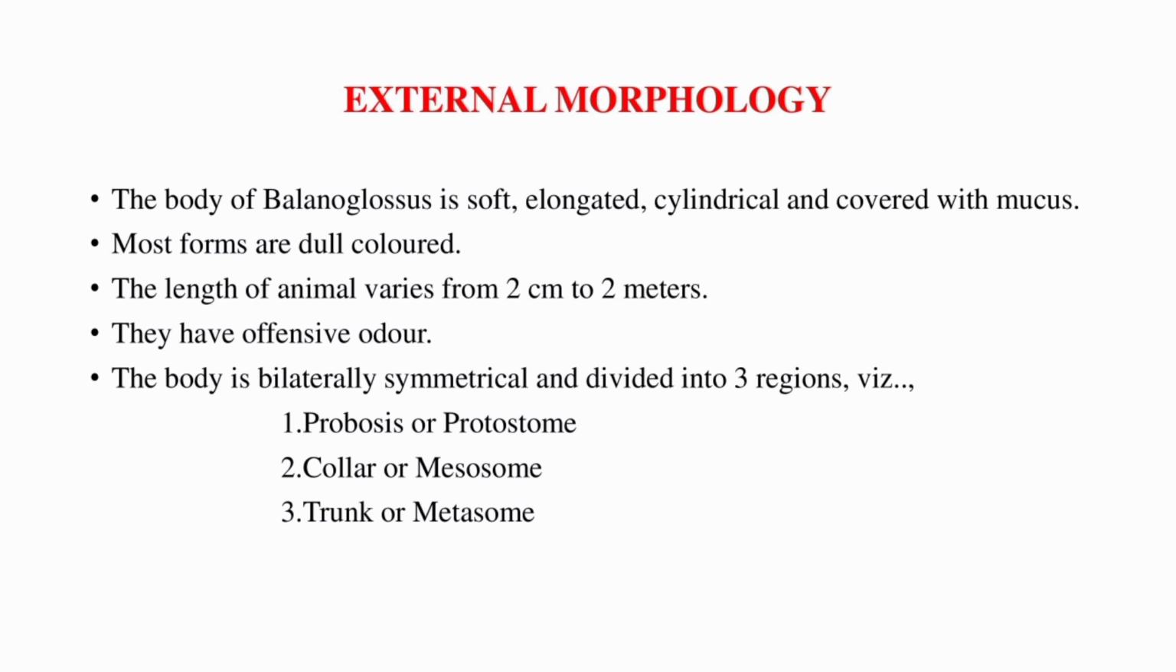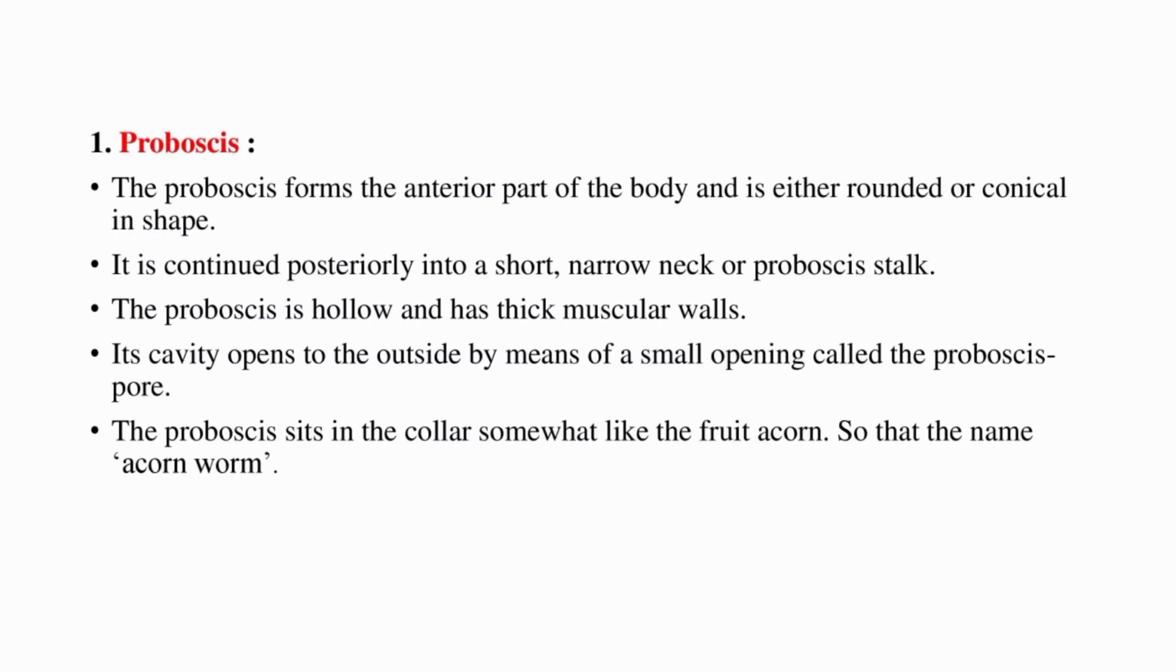External morphology of Balanoglossus. The body of Balanoglossus is soft, elongated, cylindrical and covered with mucus. Most forms of Balanoglossus are dull in color. The length of the animal varies from 2 cm to 2 meters. They have an offensive odor. The body is bilaterally symmetrical and is divided into 3 regions. They are: first one, proboscis or protosome; second one, collar or mesosome; third one, trunk or metasome.